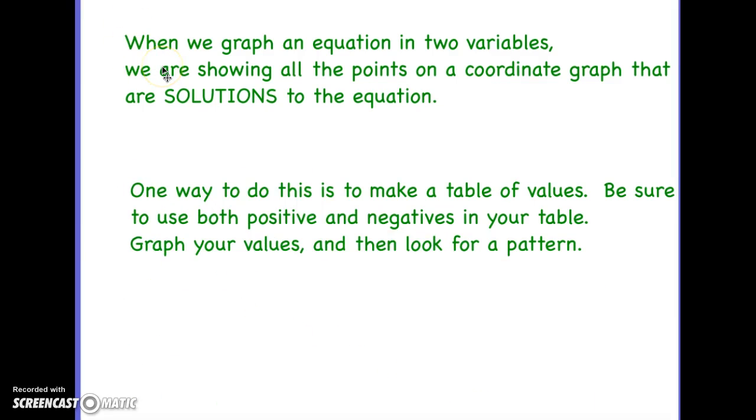So when we graph an equation in two variables, what we're really doing is showing all the points on a graph that are the solution. So our graph are all the solutions of the equation. One way to graph an equation is to make a table of values and then graph the values and look for a pattern. When we make our table and we pick values, we have to be sure we use both positives and negatives in our table. Here's an example.